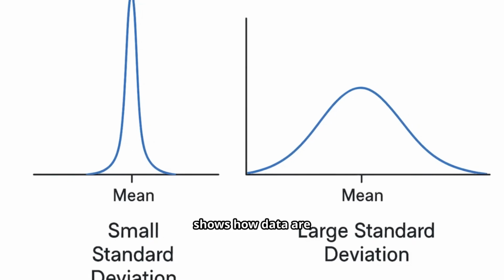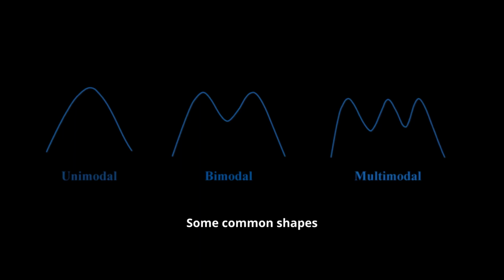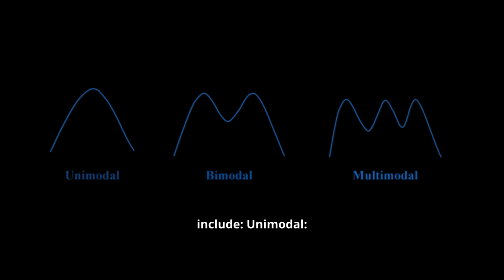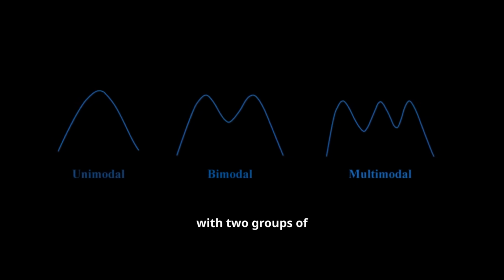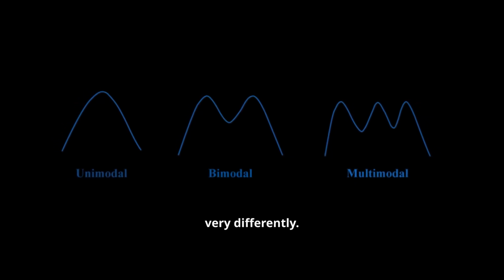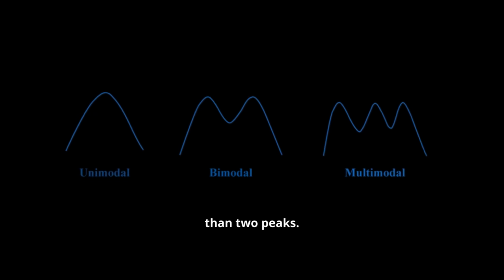A distribution shows how data are spread out. Some common shapes include unimodal, one clear peak; bimodal, two peaks, like test scores with two groups of students performing very differently; multimodal, more than two peaks.